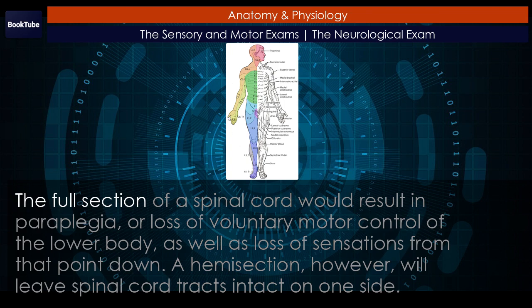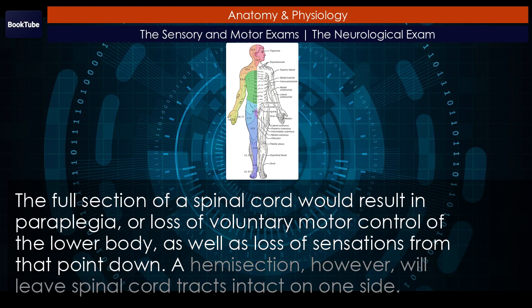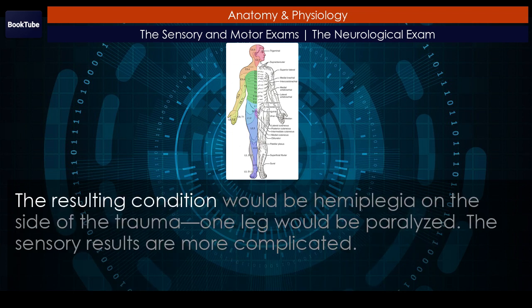The full section of a spinal cord would result in paraplegia, or loss of voluntary motor control of the lower body, as well as loss of sensations from that point down. A hemisection, however, will leave spinal cord tracts intact on one side. The resulting condition would be hemiplegia on the side of the trauma. One leg would be paralyzed. The sensory results are more complicated.